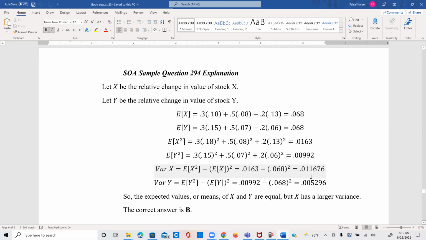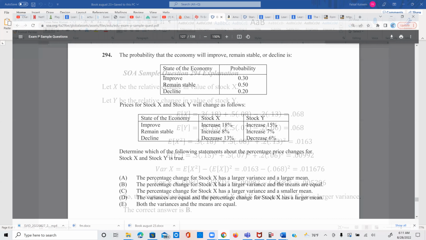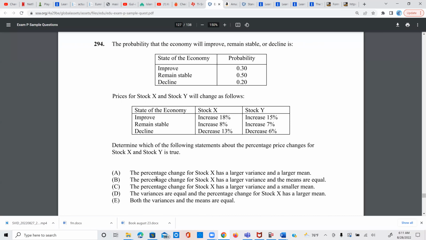Now let's look at the variances. So we see that the variance of stock X is larger here. 0.011676 is larger than 0.005296. So X has a larger variance. So that one has to be choice B, because the percentage change for stock X has a larger variance and means were equal, as we said before. So the correct answer is B.